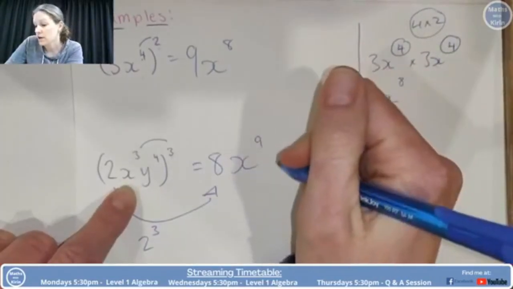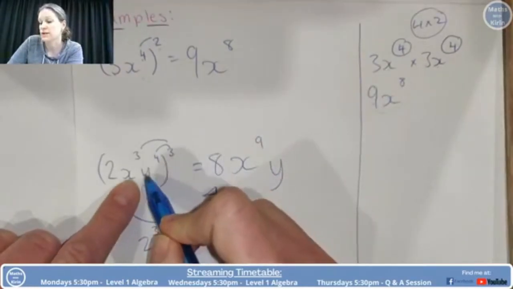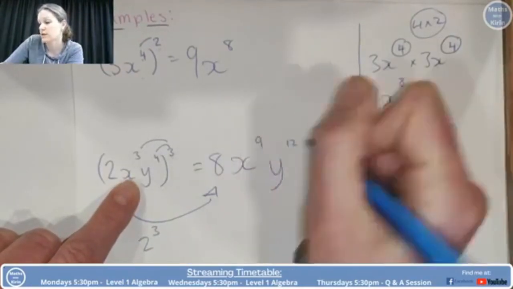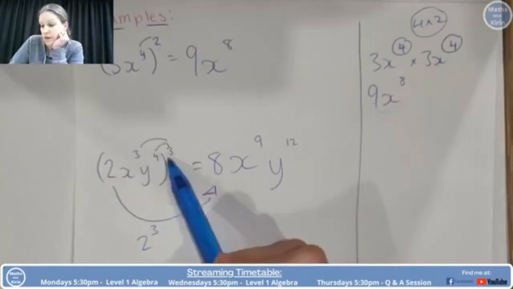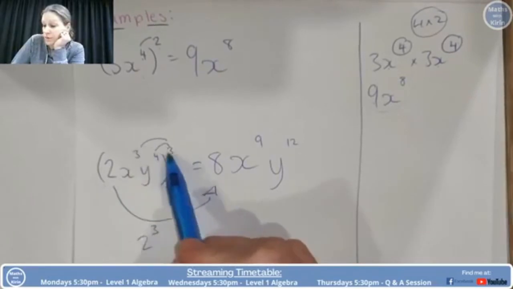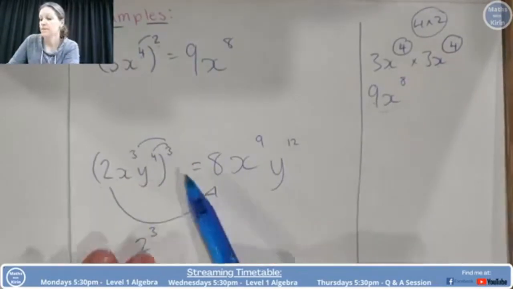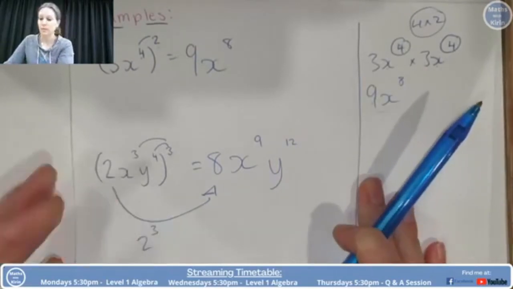Okay, and then with our y's, same thing. We've got 3 sets of y to the power of 4. We end up with y to the power of 12. Okay, so we're raising the coefficient to the power outside the brackets, and you are multiplying the power of the variable by the power outside the brackets. Okay, and remember, this is why. This is why that works.